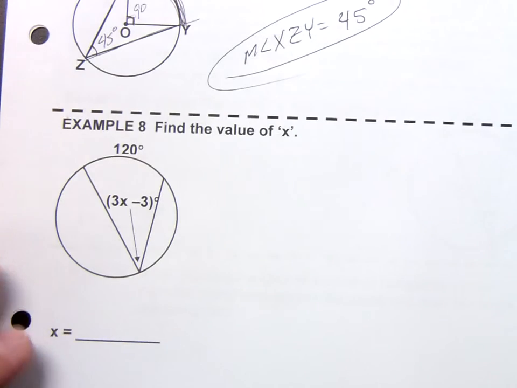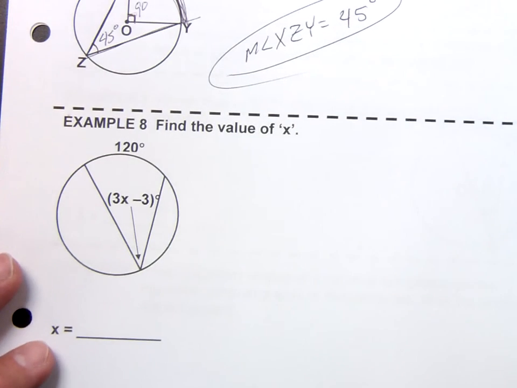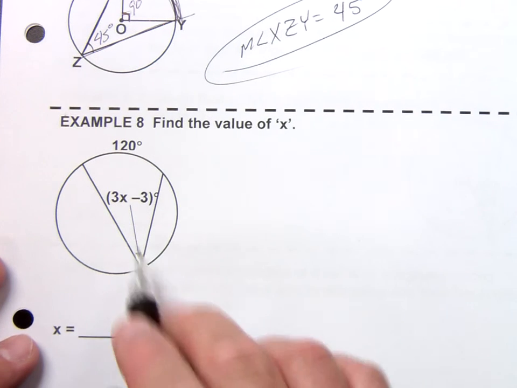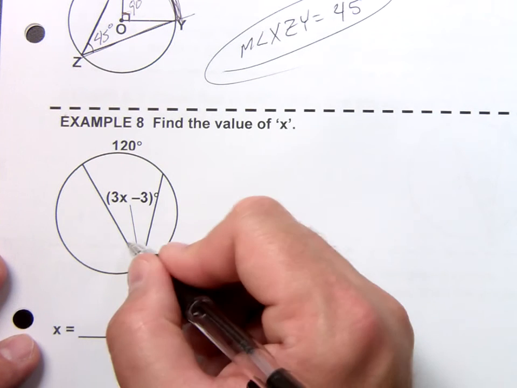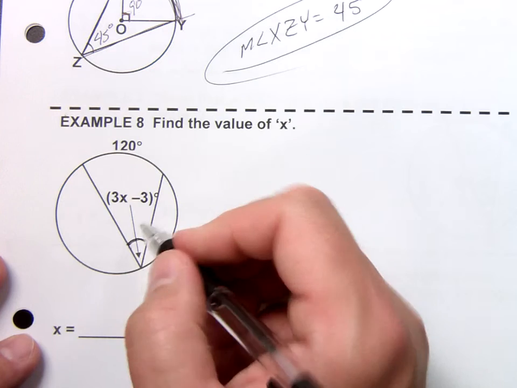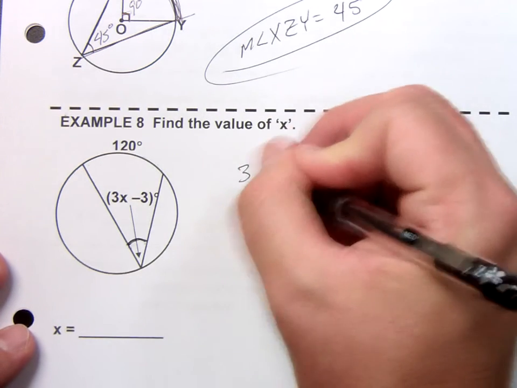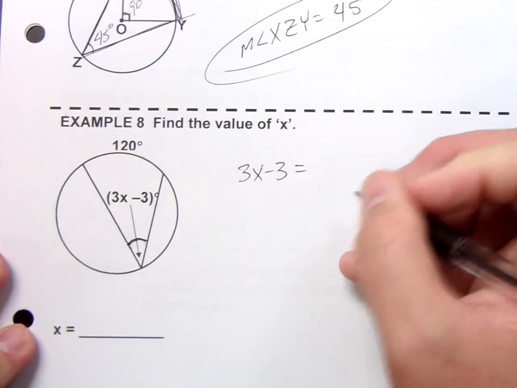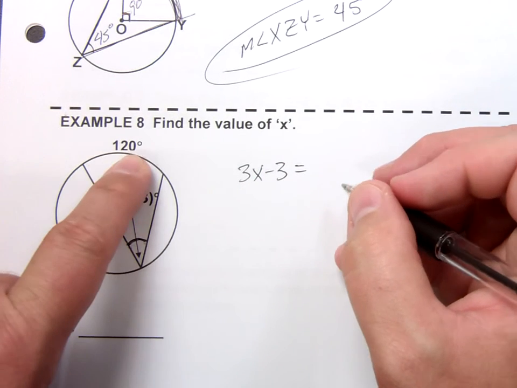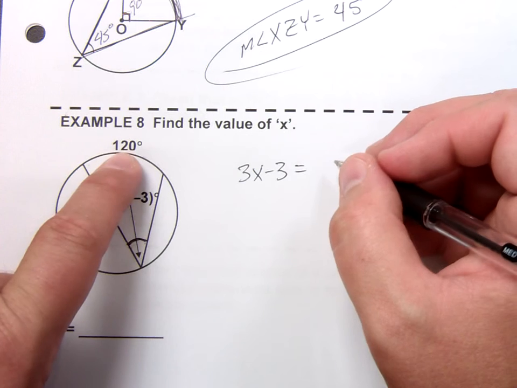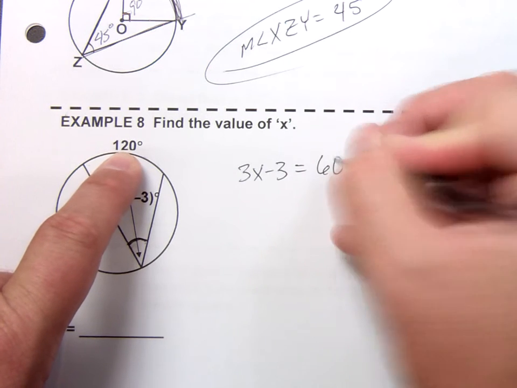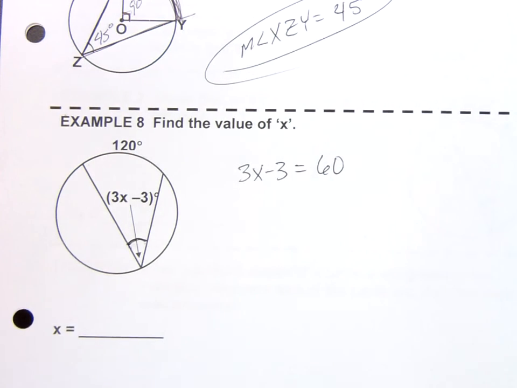All right, example 8. Find the value of x. They gave me an expression for this inscribed angle. I know this inscribed angle is equal to half of its intercepted arc. So I need to set up an equation to solve for x. The inscribed angle is equal to half of its intercepted arc. Well, what's half of 120? It's 60. So I can set that equal to 60, and then we're just solving an equation.